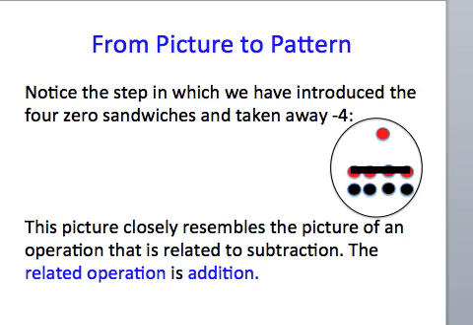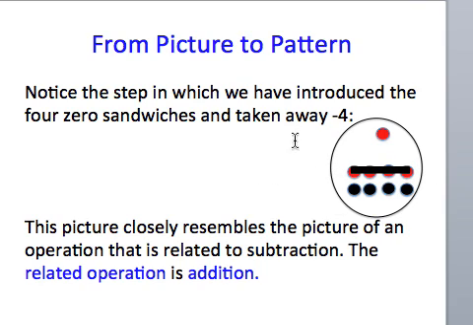All right, so what we want to do is move from drawing the pictures to finding a pattern that will help us to solve these problems without drawing pictures. So let's take a careful look at the step in which we introduce the 4 zero sandwiches and take away the -4. Here's our -1, which is the minuend in the problem. Here are our 4 zero sandwiches, and we're taking away -4.